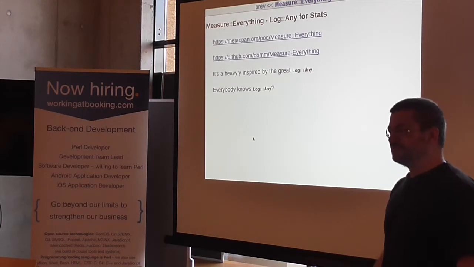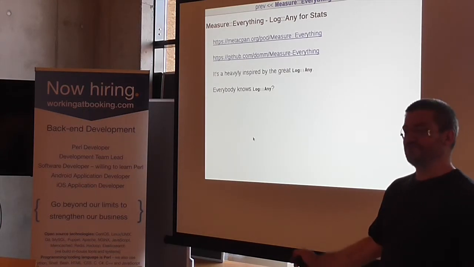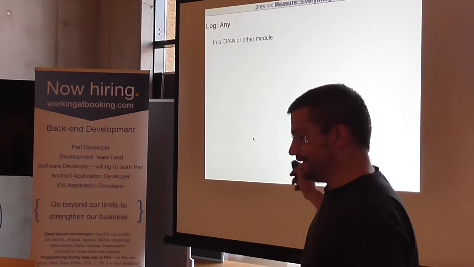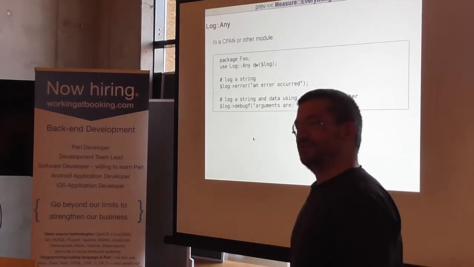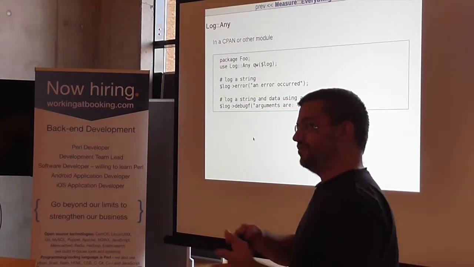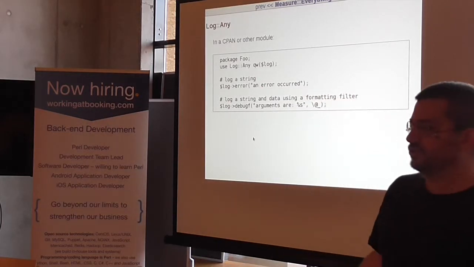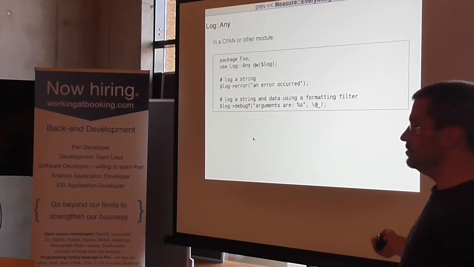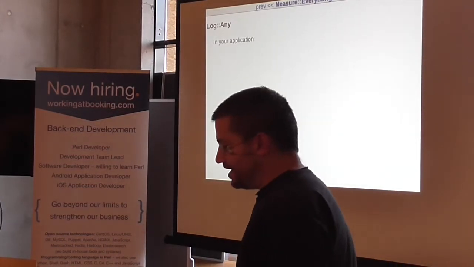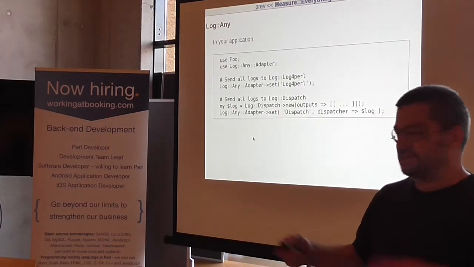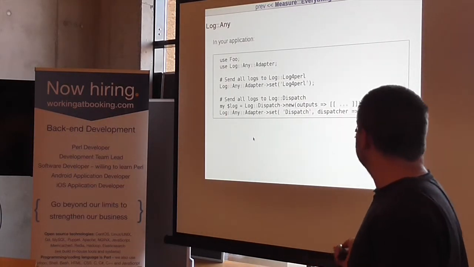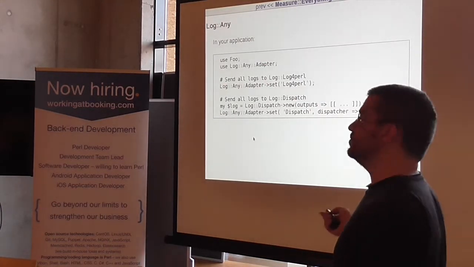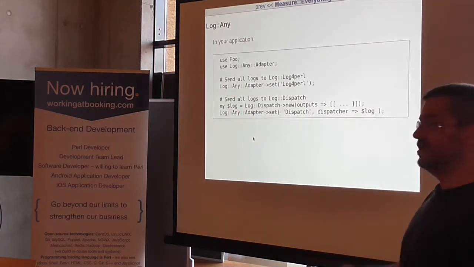It's heavily inspired by, or basically the same as, Log::Any, so copy paste Log::Any and substitute Log::Any with measure everything. A little bit more, basically that's it. So everybody knows Log::Any. Who doesn't know Log::Any? Okay, a few people don't know it. So Log::Any is very nice because it decouples your logging from where you actually want to log. So in a CPAN module or in your application, you can say use Log::Any, and then you log.